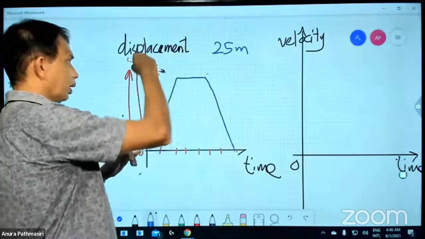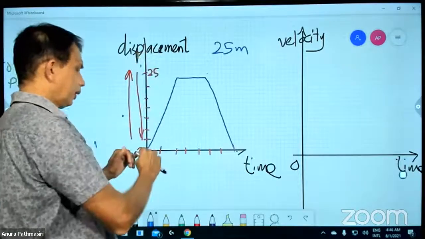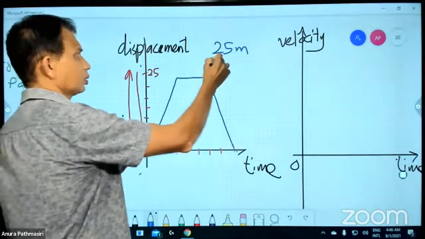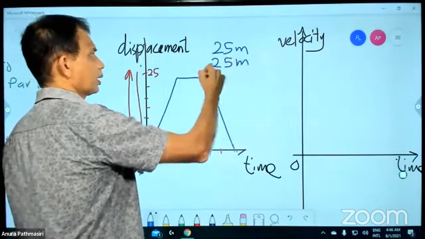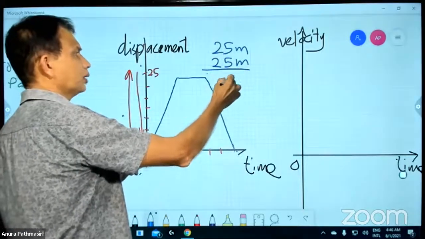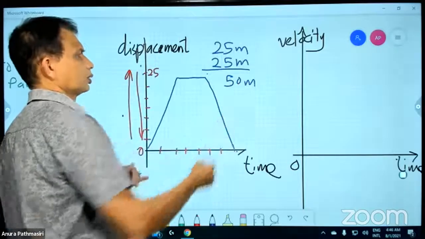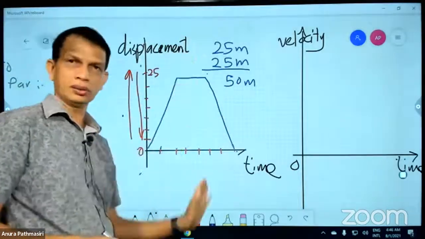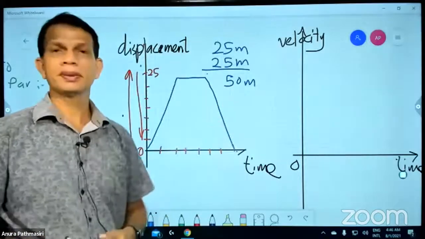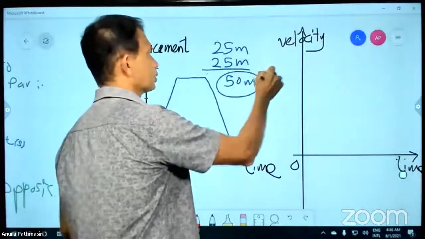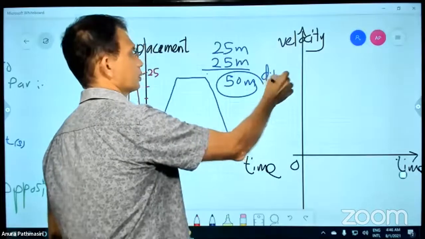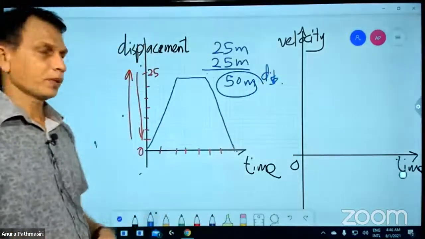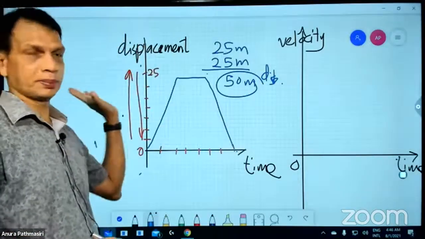So it went up 25 meters and came back 25 meters. So the 25 meters is added and the total is 50 meters. So the total motion of this object is up 25 and down 25. Altogether it is 50 meters. What I'm asking is the distance. Okay, so that is the displacement time graph.